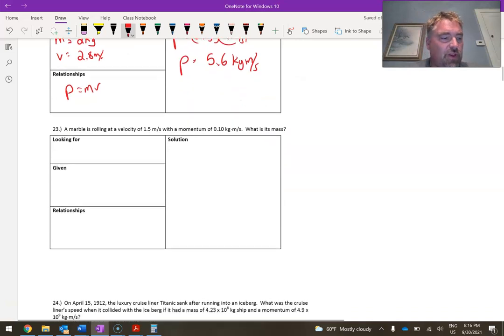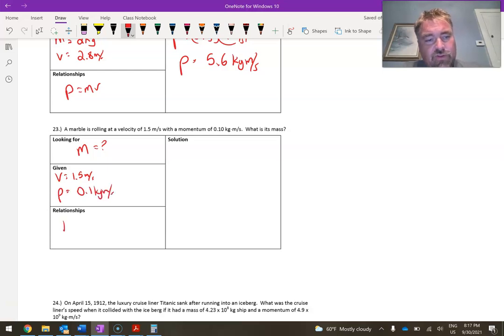We look at number 23. We have a marble that's rolling at a velocity of 1.5, with a momentum of 0.1. What's its mass? We're looking for mass. We're given a velocity of 1.5 meters per second and a momentum equal to 0.1 kilogram meters per second. The relationship is still P is equal to m times v, but if you're trying to find the mass, you could solve this, and I'll put it in orange, that the mass is equal to P over v. Now, I won't force you to do this. This is something we kind of do in AP.